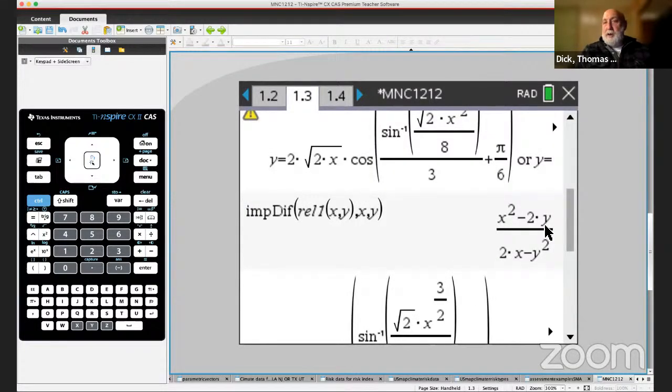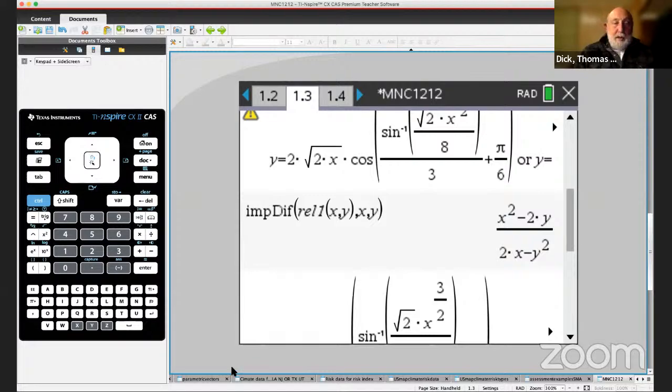Here it is, right here. It's x squared minus 2. So what would this be equal to if x and y were both 3? I think I'd have 9 minus 6 is 3, over 6 minus 9, which is -3. So it's going to be a slope of -1 right there at 3. All right, so how would we do the derivative of this on the 84?